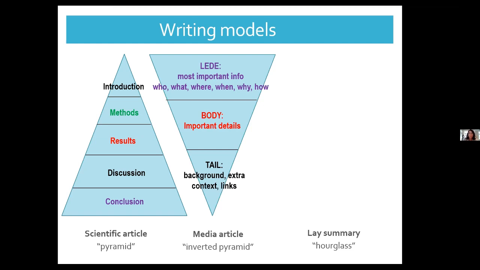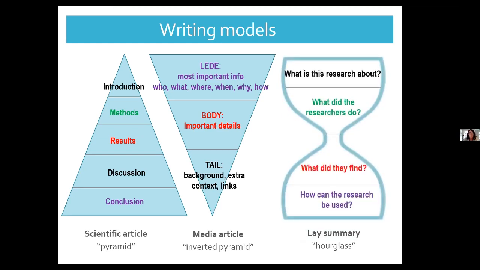The body is the main information, sort of the main content of the article, and then the tail is background information, context. You'd often see links to related articles so that the reader can move on and read something else that's related if they're interested. So you can see how this structure works well in news articles where the reader can skim all the key facts quickly and move on.